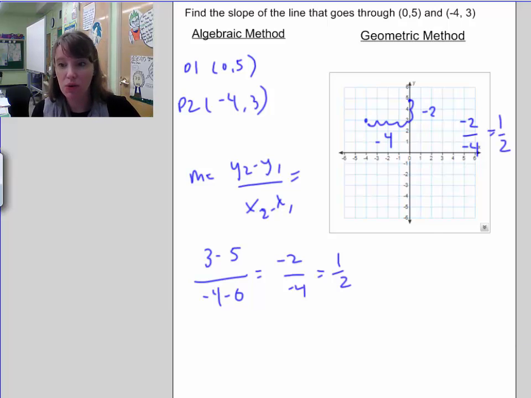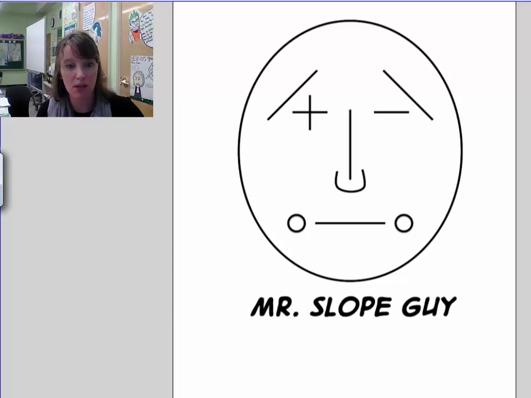And I want to leave you with this picture here. It's a memory tool, a mnemonic device that helps you remember slopes. So if a line is going up, the slope is positive. If a line is going down, the slope is negative. If a line is vertical, the slope is undefined, like this U standing for undefined. And if a line is horizontal, the slope is 0.